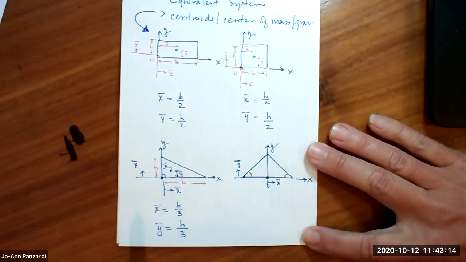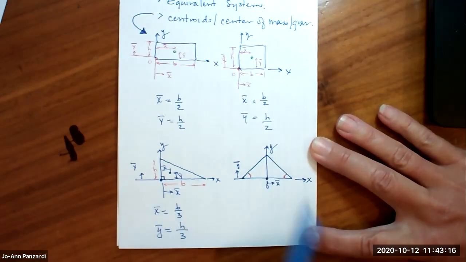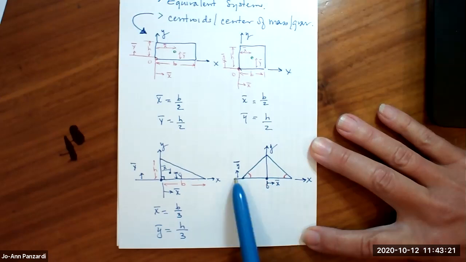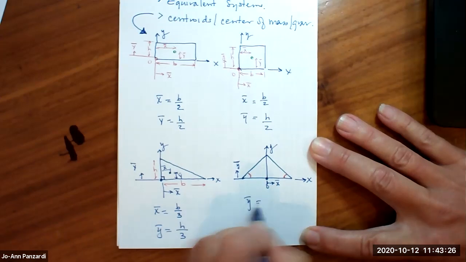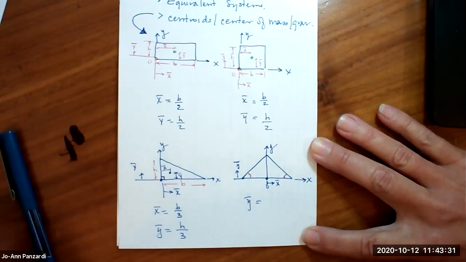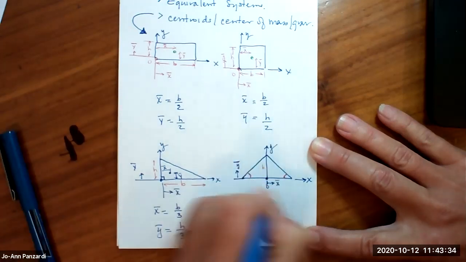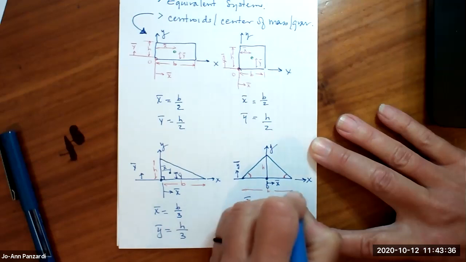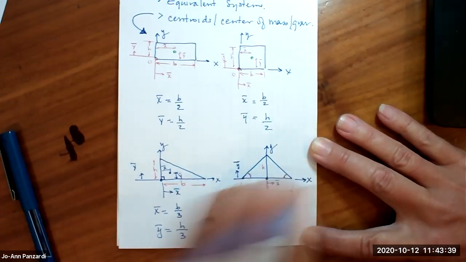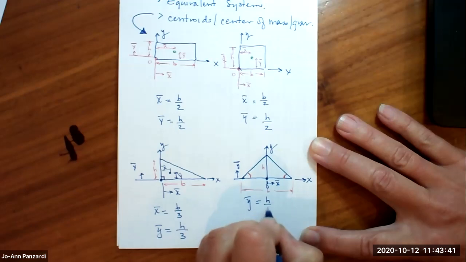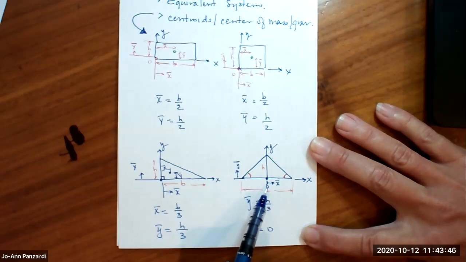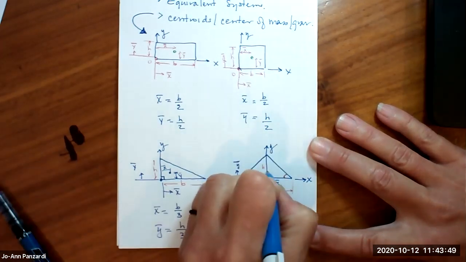These lengths are the same. I have my X and Y axis as a standard. My X bar is being measured from the origin, and my Y bar is being measured from the origin. So Y bar, just as in this case, is 1/3 up. We're going to use this as the height, and we'll use this whole thing here as the base. My Y bar is going to be H/3, and my X bar is going to be 0. And the reason why X bar is 0 is because the centroid is right here.